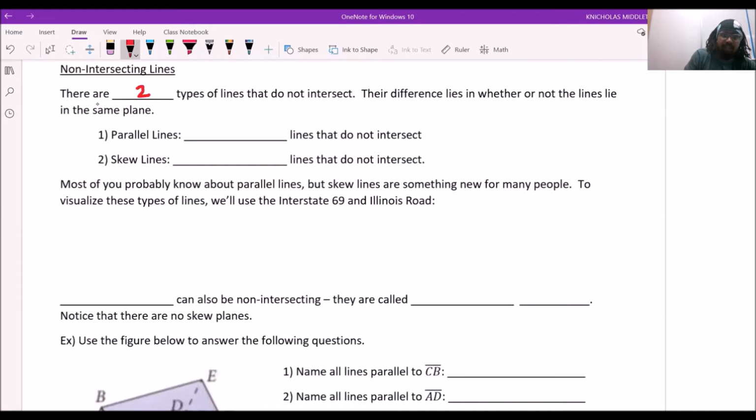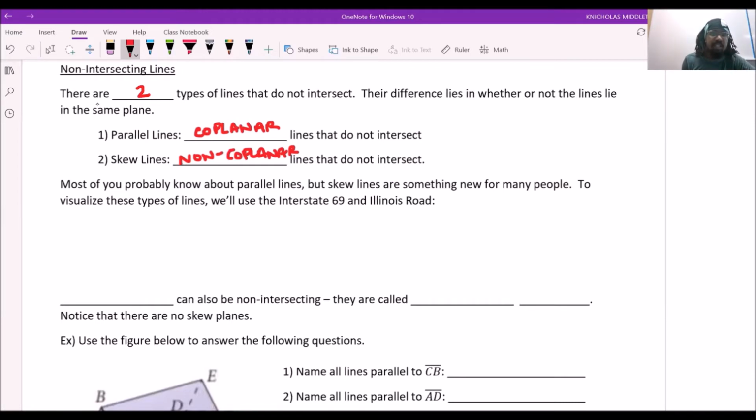Parallel lines are coplanar lines. They lie on the same plane and do not intersect. Skew lines are non-coplanar lines. Okay, we talked about these words last section. Non-coplanar lines that do not intersect. So most of you probably already know about parallel lines, but skew lines are something new for a lot of people. At least the term is new. It's not new if you've driven anywhere really.